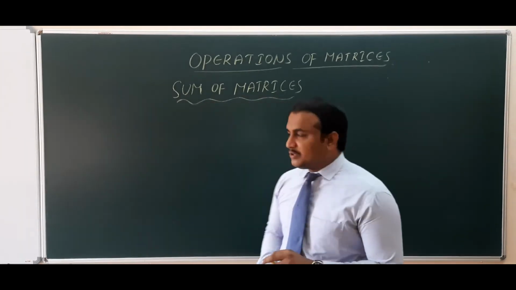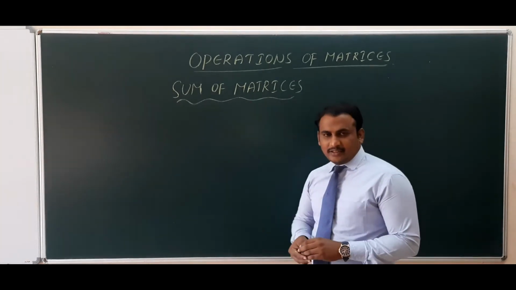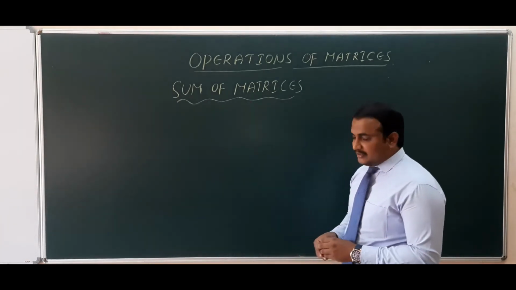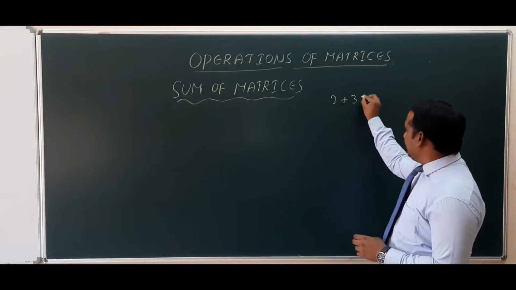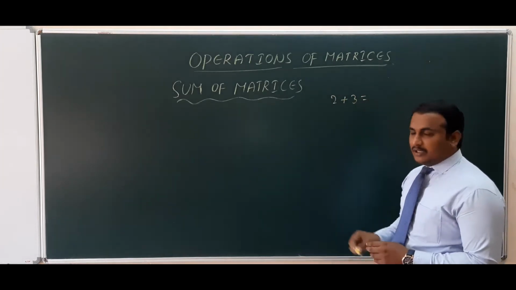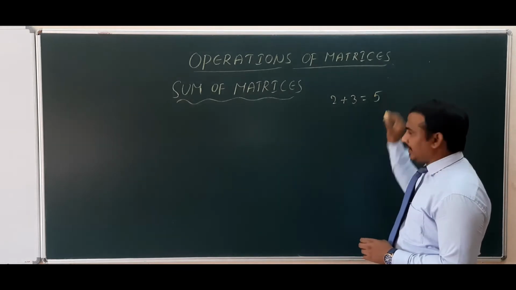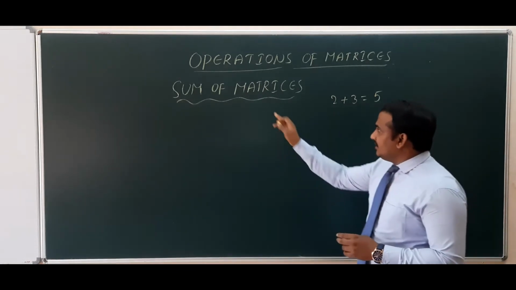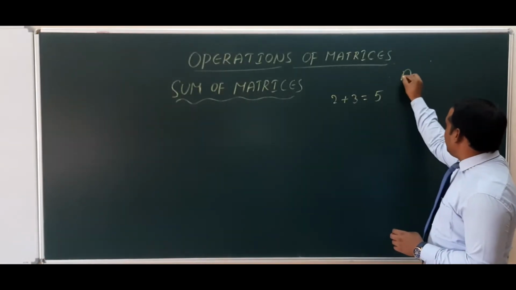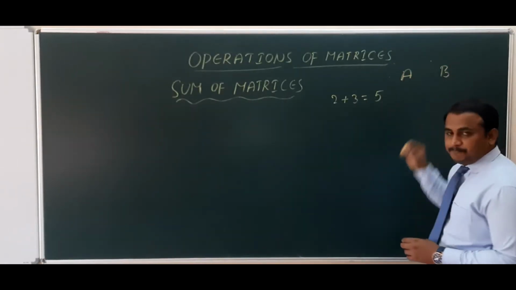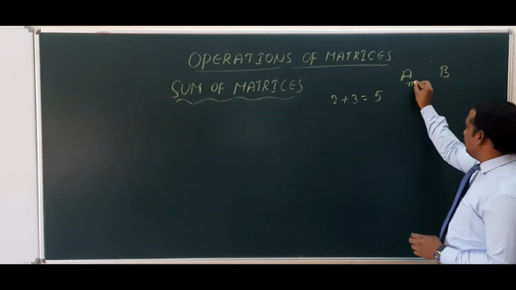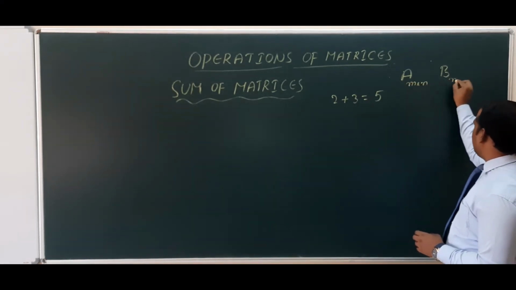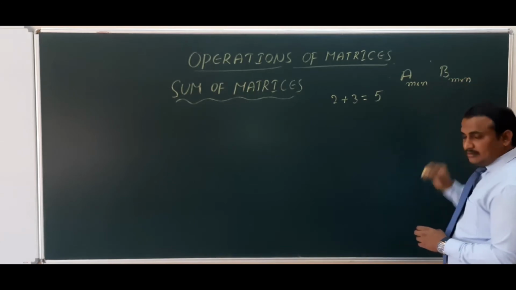Now we will see the first one, sum of matrices. Suppose the sum of two numerical numbers is given, 2 plus 3 equal to, you will write directly the value 5. But now we will see sum of matrices. Suppose A is one matrix and B is one matrix, how will we add both? Suppose the A matrix has order m by n and the B matrix has order m by n.